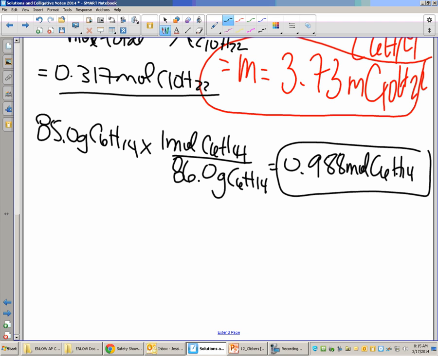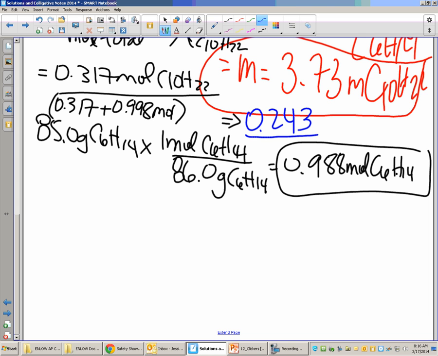So what am I doing now? Great, so 0.317 plus 0.998 moles total on the bottom, and what's that number equal? 1.315, but what's the fraction? Answer, sorry. 0.243, I think, with our sig figs. So notice we're putting it as a decimal, even though it's called a fraction. Words that don't mean words.